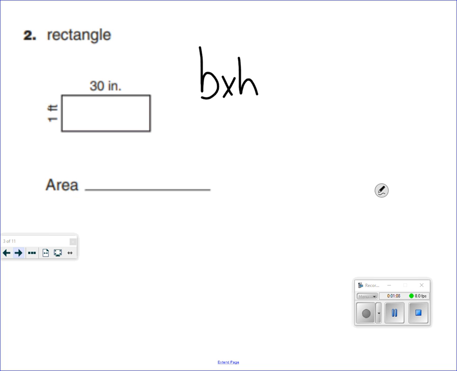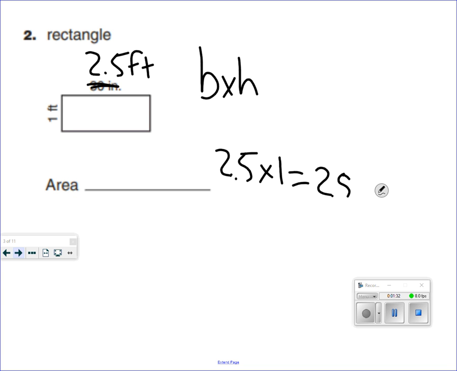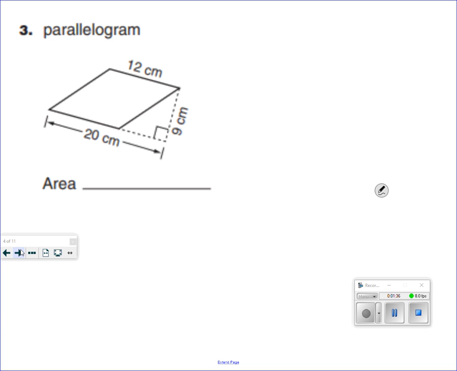30 inches, I'm going to take 30. And how many 12s can go into 30? 2.5 12s can go into 30. So 30 inches is 2.5 feet. Okay, because 2 times 12 is 24, plus another 6 inches would get me to 30. So all I'm doing is my base is 2.5, my height is 1, 2.5 times 1 is 2.5. So my answer is 2.5 feet. Let's move on to the next one.